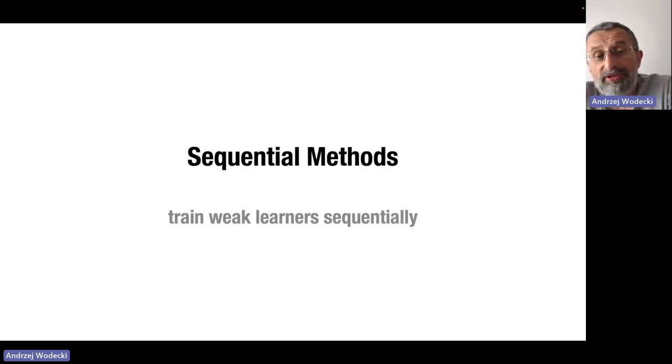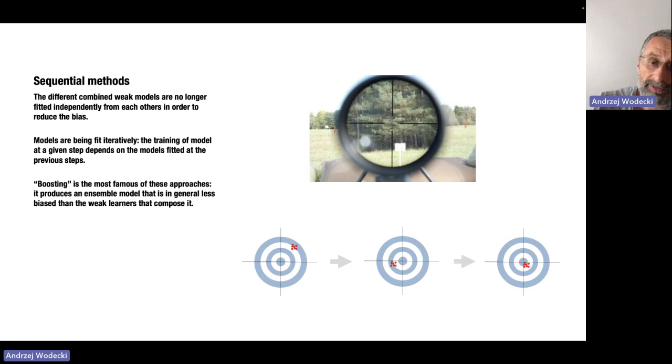So these are the parallel methods. Now let's go to the second type, the so-called sequential methods. As you probably remember, sequential methods start with models which are primitive. So they have low variance but high bias, and their goal is to minimize the bias.